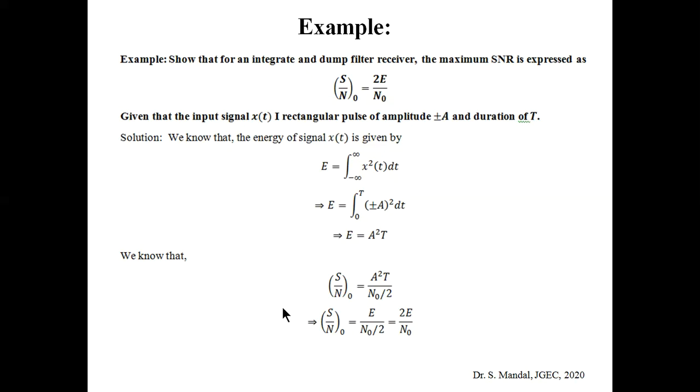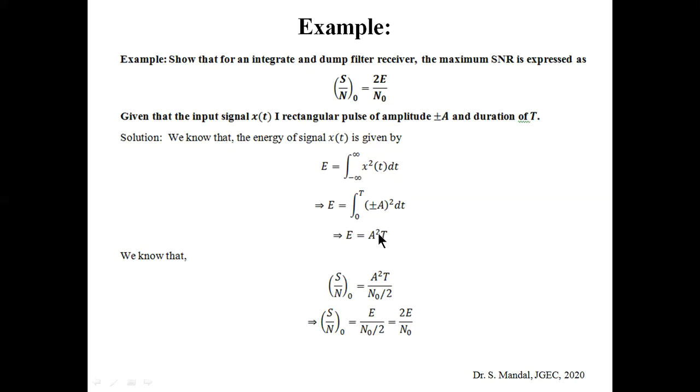Okay, so we know that the output SNR is A squared T squared by N naught T. But here the expression is given in terms of E, that is the signal energy. So first of all, we need to find the energy of the given signal. As we know, the equation for the energy is the integration from minus infinity to infinity of x squared t dt. Now we consider the maximum amplitude of the rectangular pulse as plus minus A. Just substitute plus minus A in this equation, so the energy will be equal to A squared T.